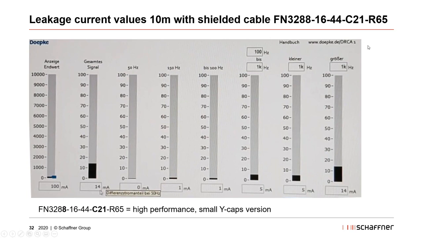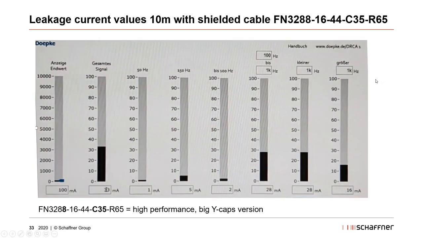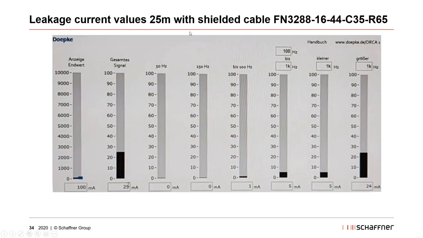And this is only done because of the different C capacitors here. If you use a high C, so C21 to C35, same filter, only the C is changed, we also go back to about 35 milliamps. The rest of the configuration was the same, so 10 meters with shielded cable. Now we see 25 meters with shielded cable, also C35, so the high leakage version.